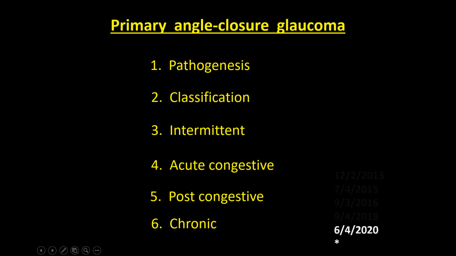Primary angle glaucoma. Now we'll discuss primary angle glaucoma under the headings of pathogenesis, classification, and then different types of glaucoma, that is intermittent, acute congestive, post-congestive, chronic.